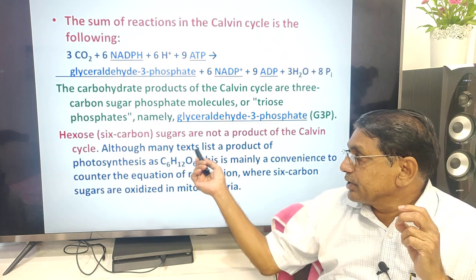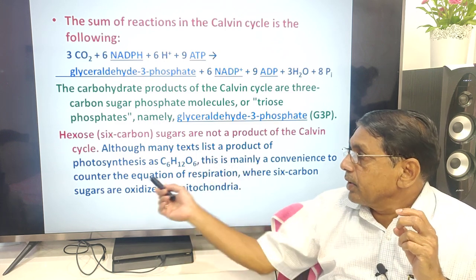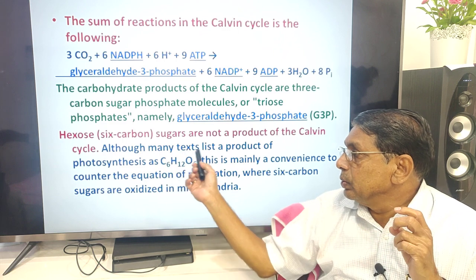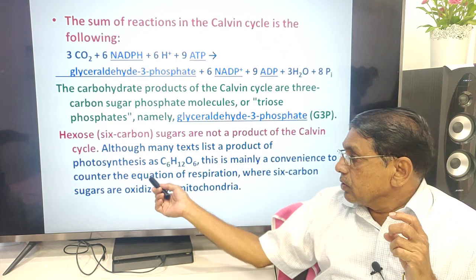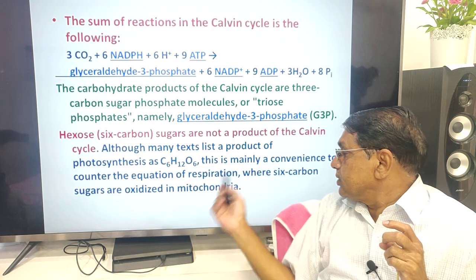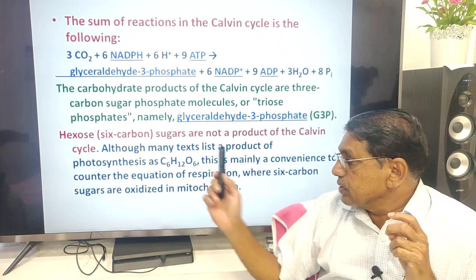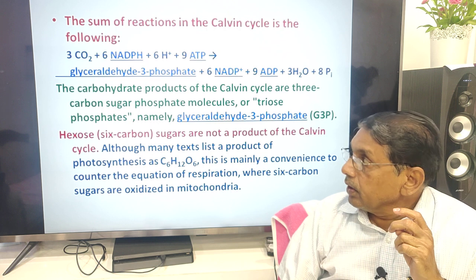Although many texts and books list the product of photosynthesis as glucose, this is mainly a convenience to counter the equation of respiration, where the 6 carbons are oxidized in mitochondria.